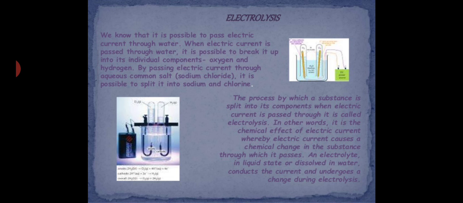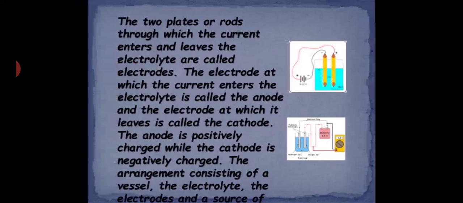An electrolyte in liquid state or dissolved in water conducts the current and undergoes a change during electrolysis. The two plates or rods through which the current enters and leaves the electrolyte are called electrodes. The electrode at which the current enters the electrolyte is called the anode, and the electrode at which it leaves is called the cathode. The anode is positively charged while the cathode is negatively charged. The arrangement consists of a vessel, the electrolyte, the electrodes and a source of electricity.